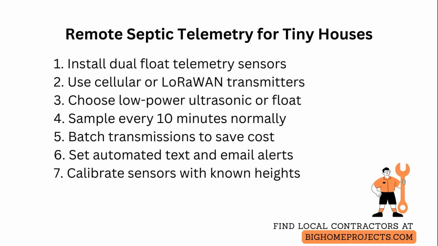For power budget, choose sensors with deep sleep modes and low quiescent draw, use a duty cycle that wakes only to sample and transmit, and size a solar panel and battery for worst-case winter insolation at your latitude. Finally, configure a simple calibration routine after installation by marking known water heights and correlating them to sensor output so reported levels are accurate and trending is meaningful.